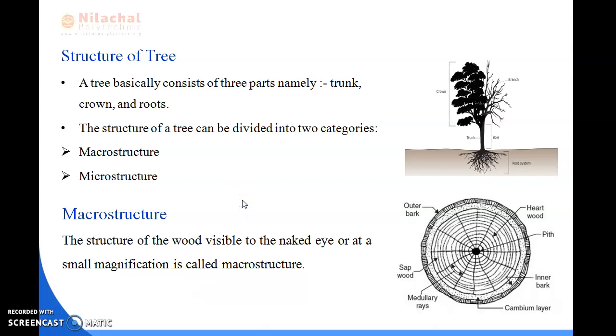Good morning everyone. So today we will start with microstructure. As I have already discussed in the previous slides, what we mean by timber, what the classifications of the timber are, what the structure of the tree is, and how we obtain the timber. So we'll give a quick review of what I have taught in the previous slides.